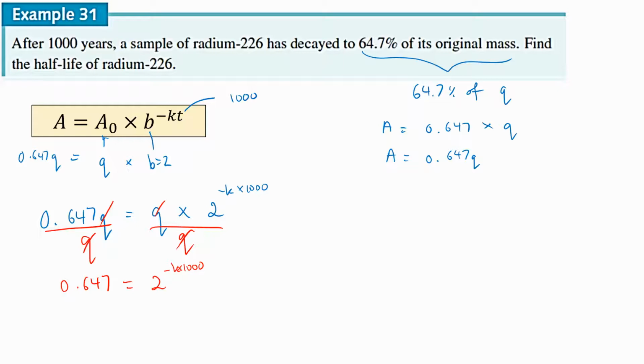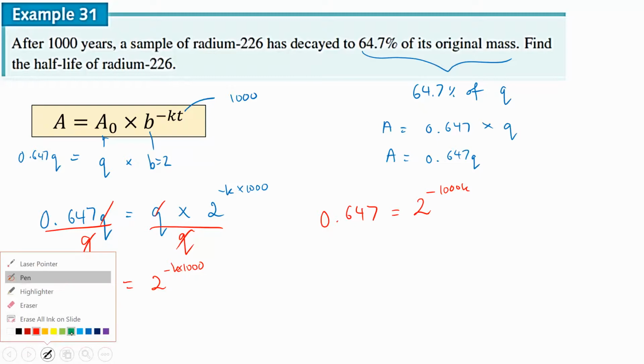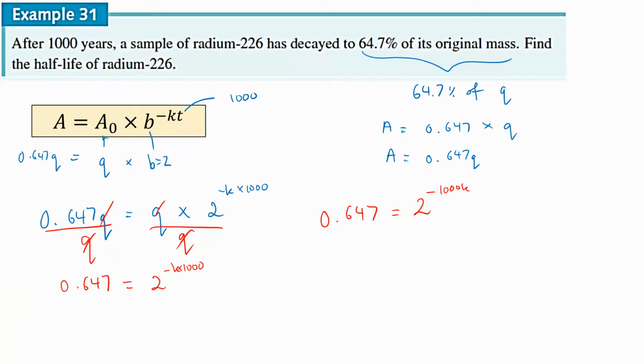Okay, so let's go with this one. From here, how do I solve if I have 0.647 equals 2 to the power of negative 1,000 K? I need to find K, so I need to remove the base 2. What do you do? Log. Log base 2. That's the inverse of exponential.